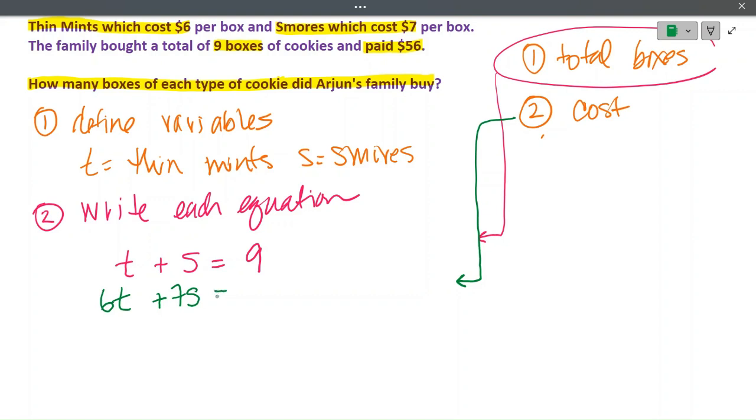And we know that the total cost when we add the total boxes of Thin Mints together with the total boxes of S'mores, we know that that costs us $56. So that's what this equation is saying. And if we wanted to, we could go back up here and say this is the number of Thin Mint boxes, and this is the number of S'more boxes.